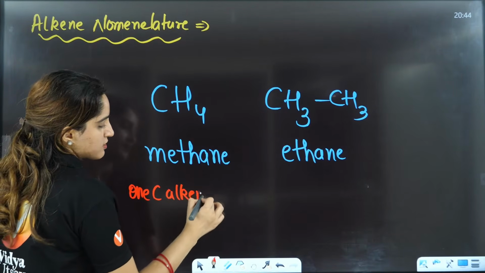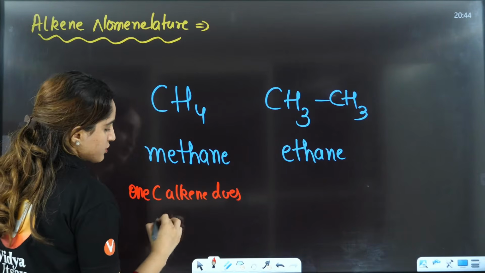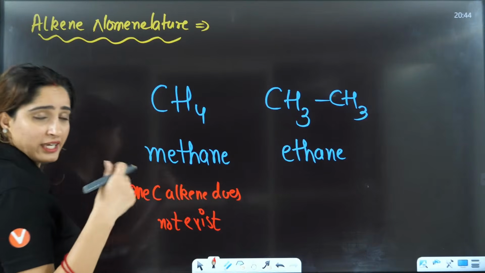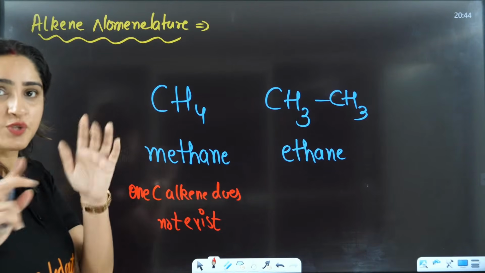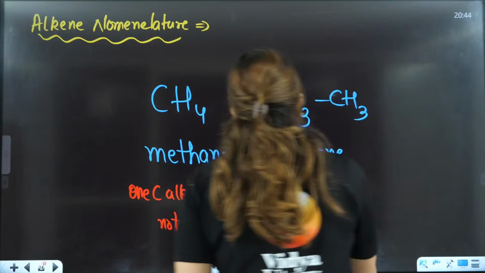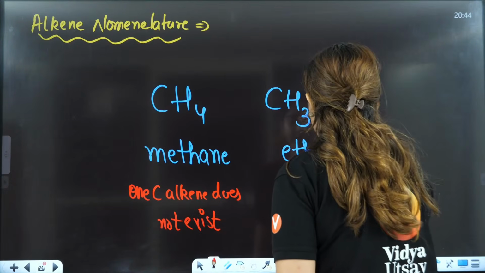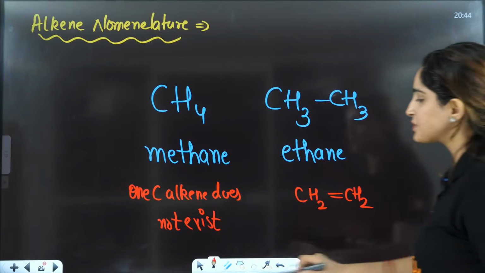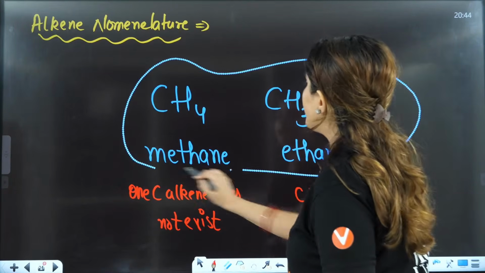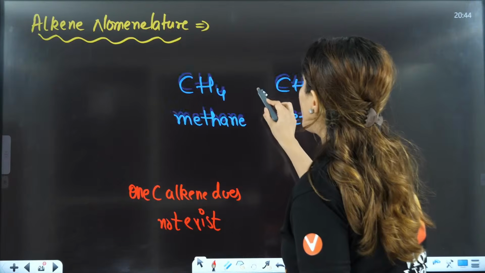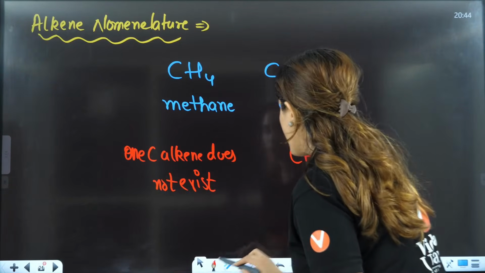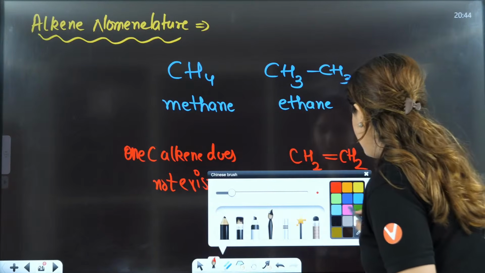alkene does not exist. It is not possible, because for an alkene you should have at least 2 carbons, which make a double bond. So the alkene will be CH2 double bond CH2. And here the answer is going to be, anybody? Instead of ane, you are going to write ene.